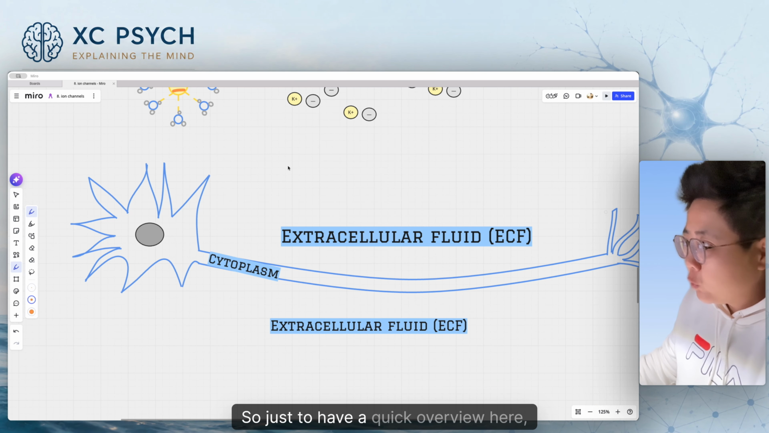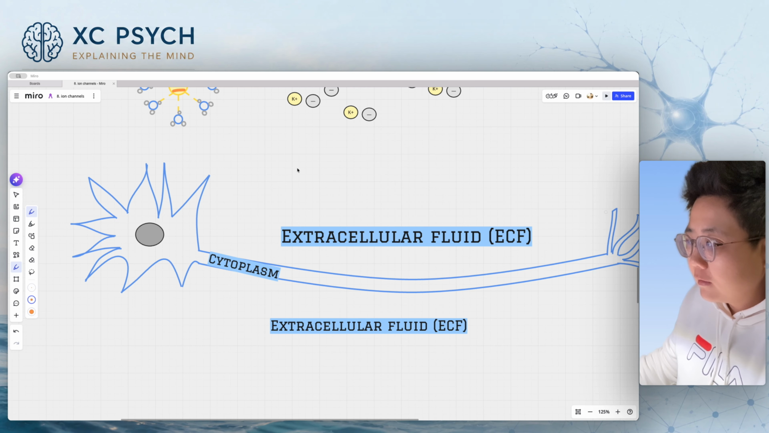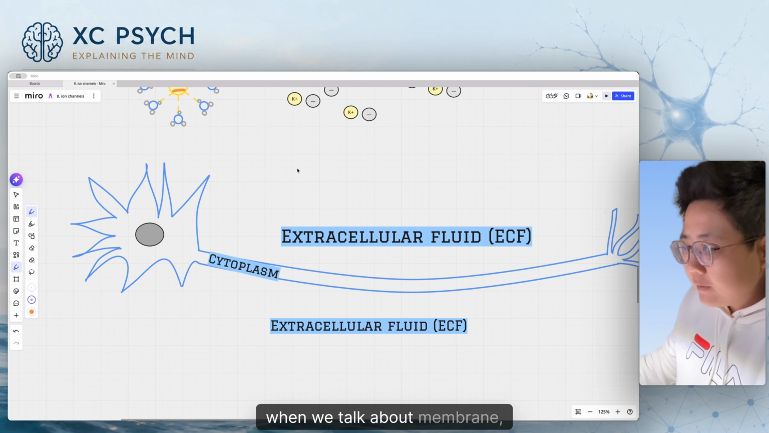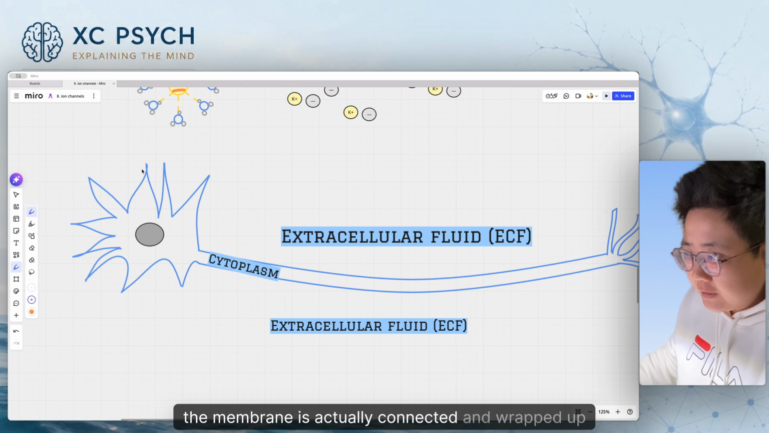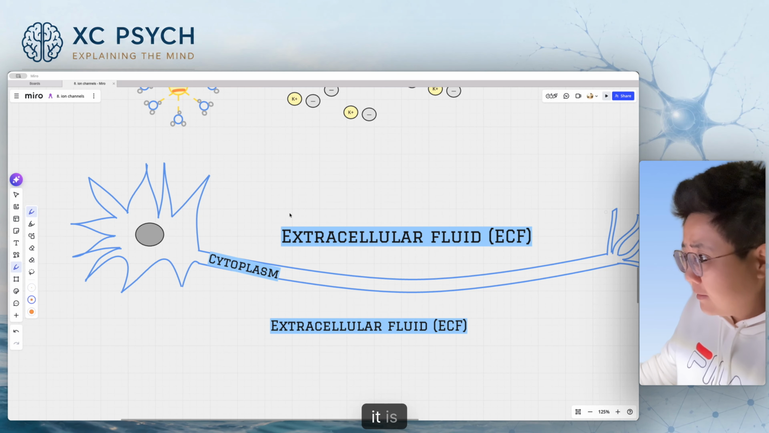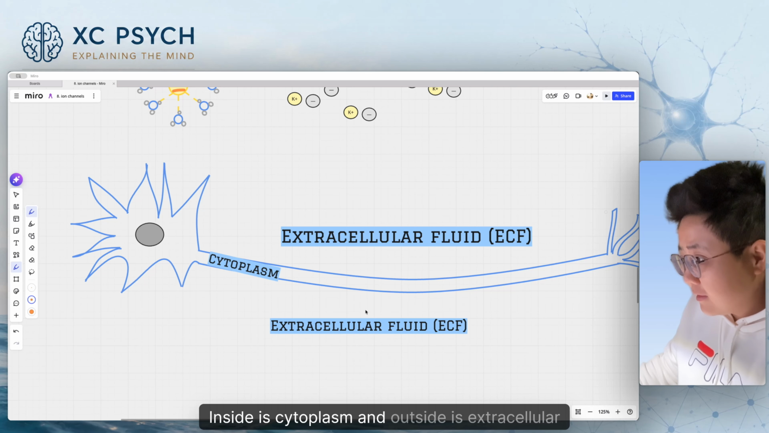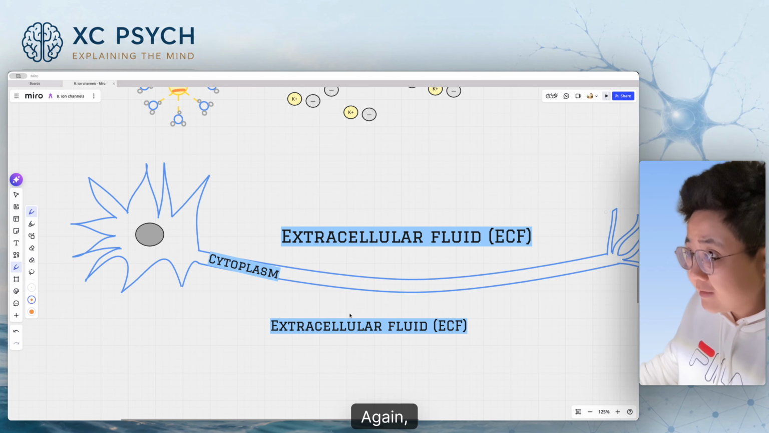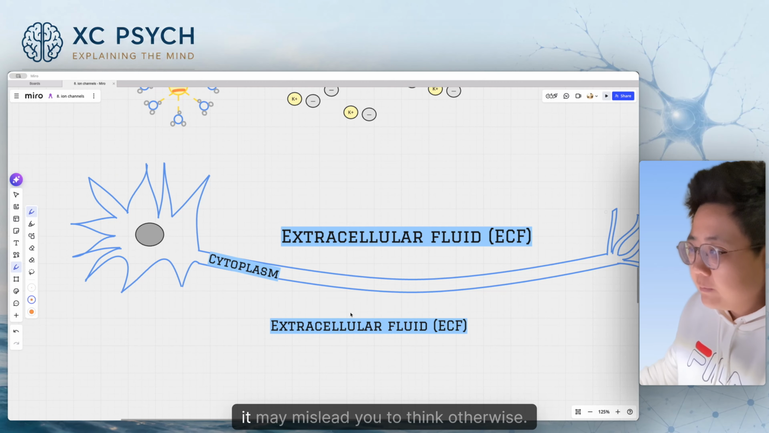So just to have a quick overview here, when we talk about the membrane, the membrane is actually connected and wrapped up with the neurons, right? So when we look at it, it is extracellular fluid, inside is cytoplasm, and outside is extracellular fluid again. Just in case, when we're looking at the details, it may mislead you to think otherwise.